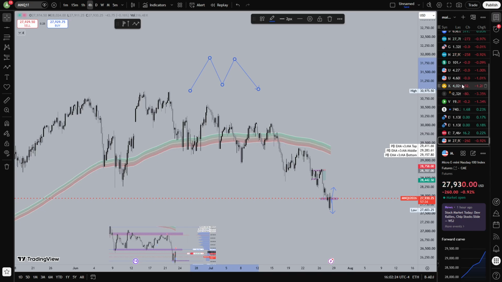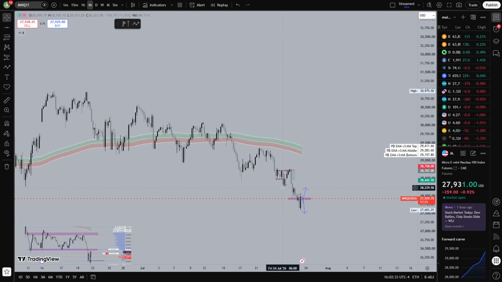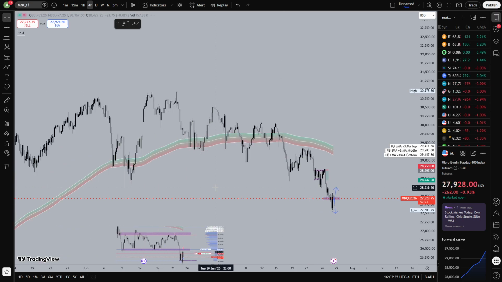If I'm not sure where price is going, even with the investments, right, draw a zone out and it helps massively.